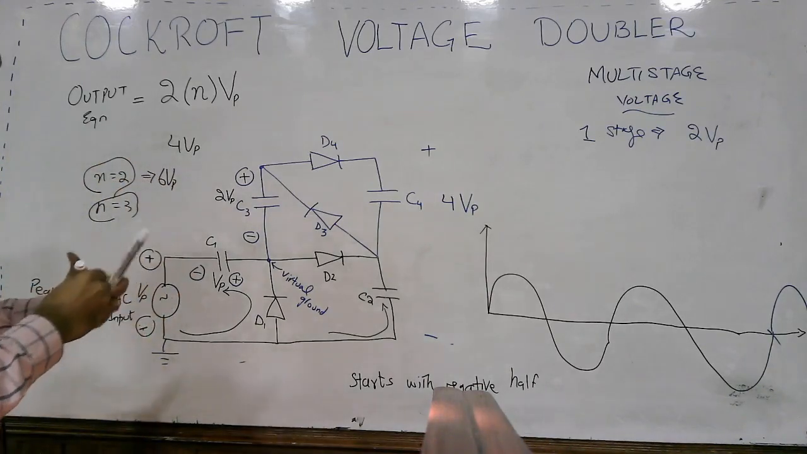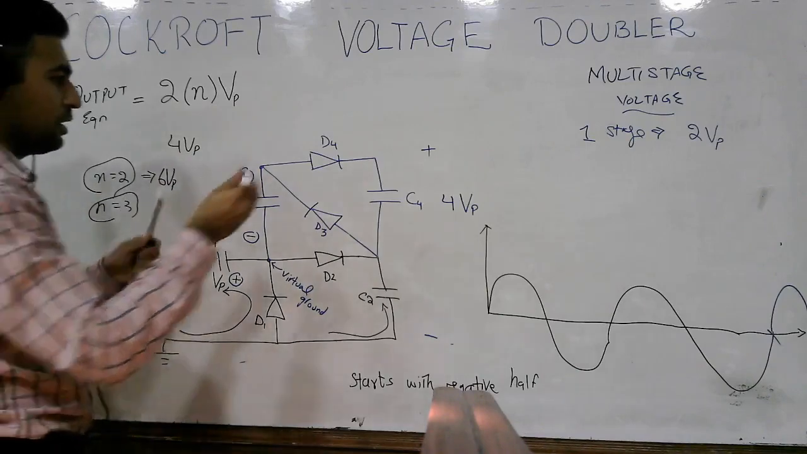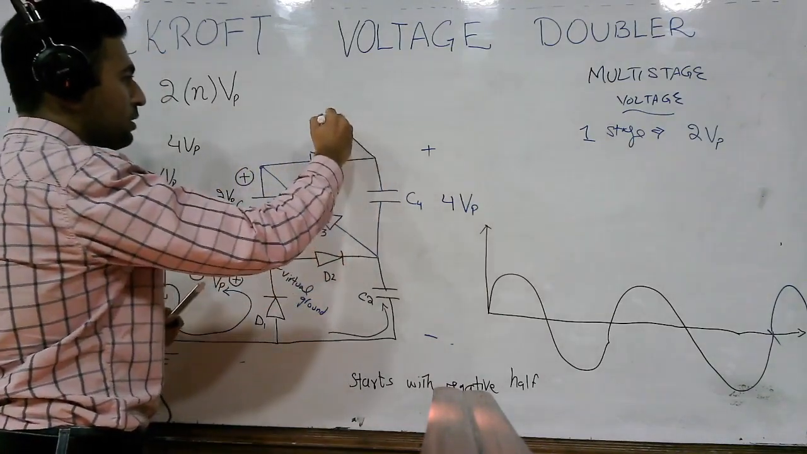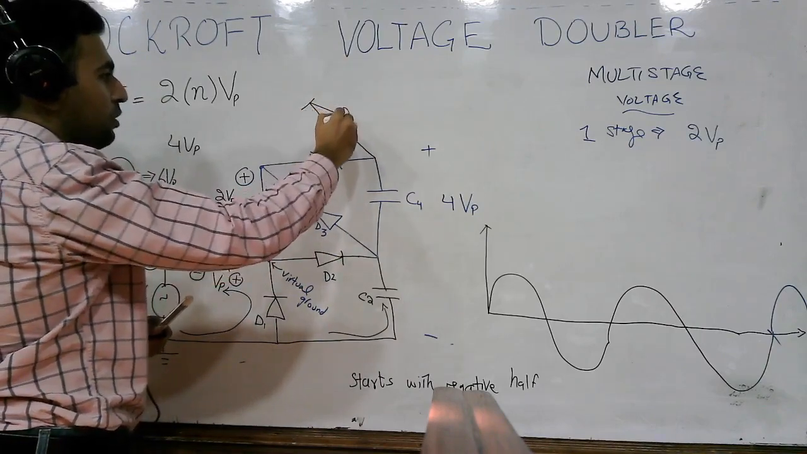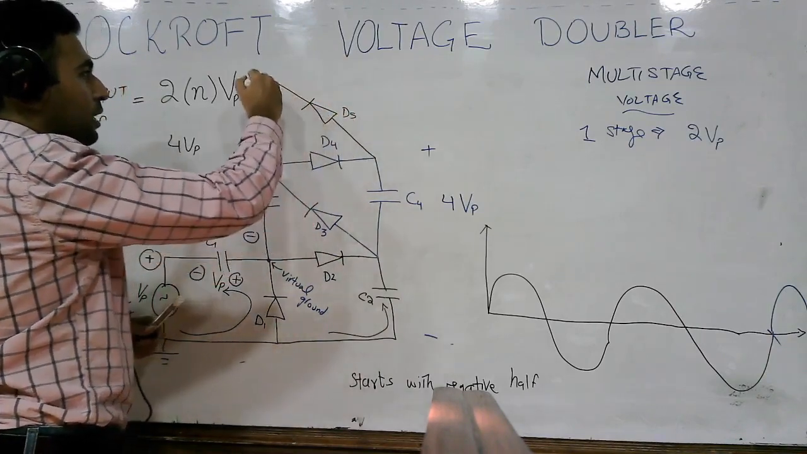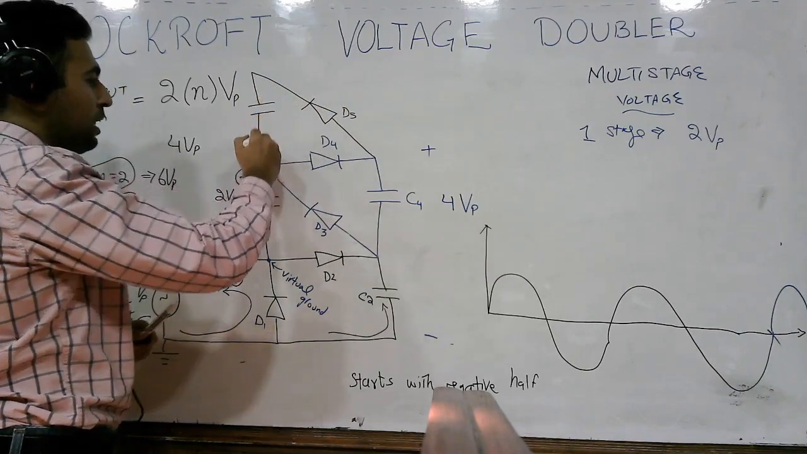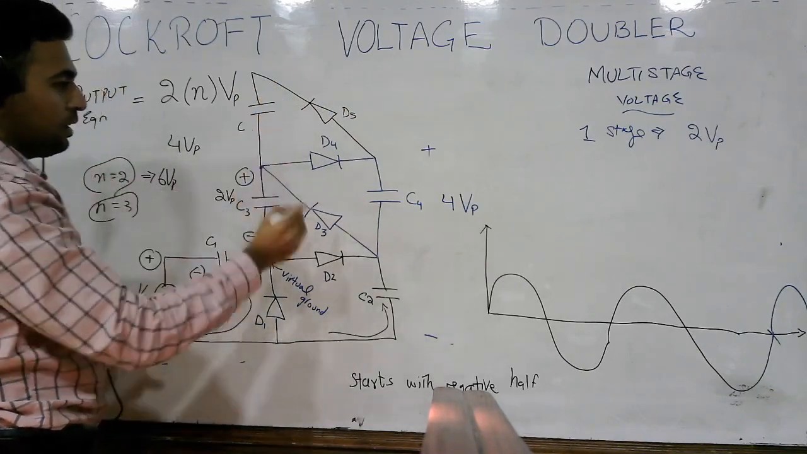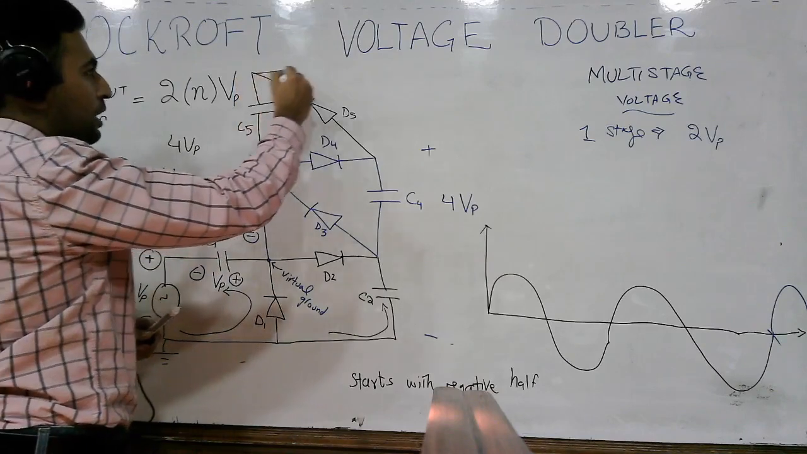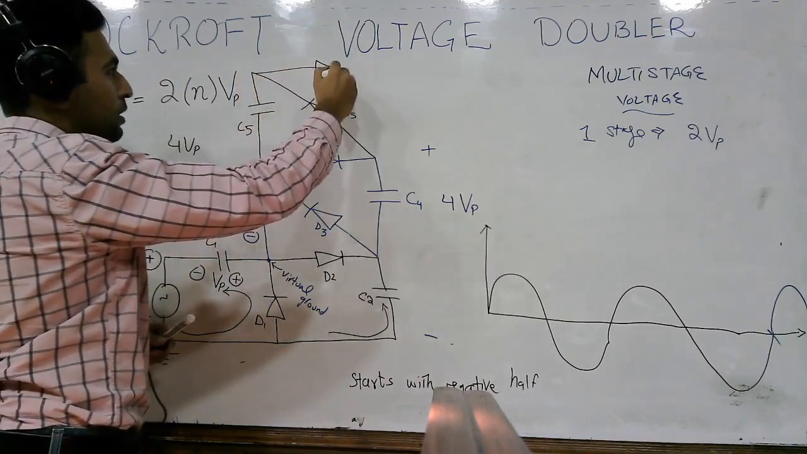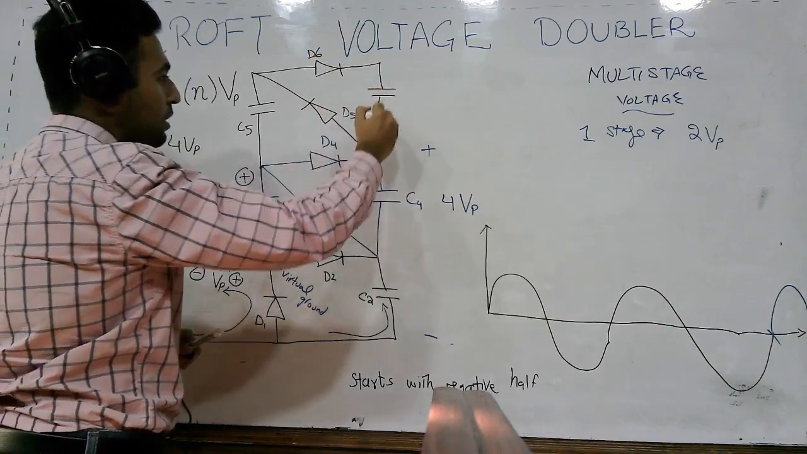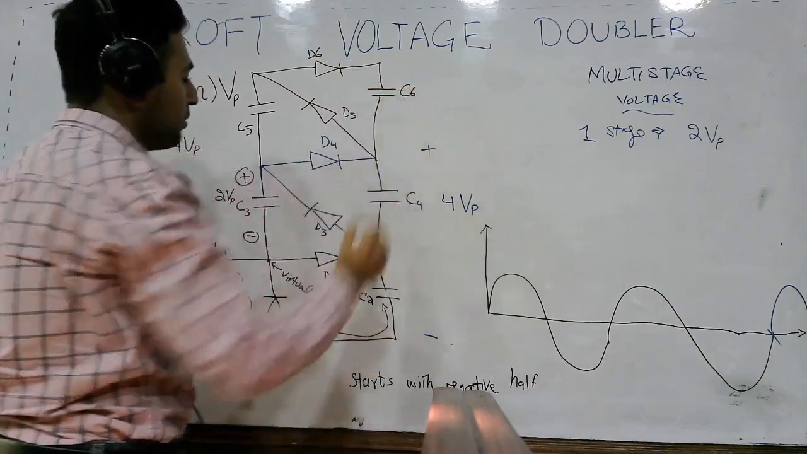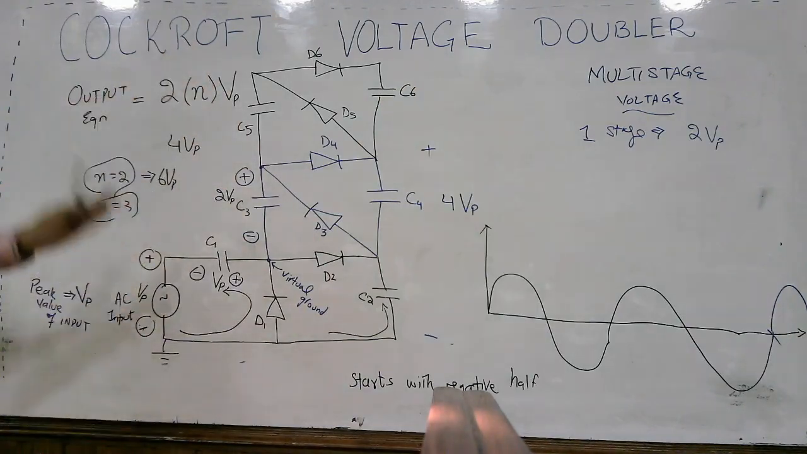If you want to add another stage, just do this. Simply add another diode named D5, add a capacitor here named C5, add a diode here D6, and add a capacitor here C6. So now this is the 3-stage Cockcroft voltage multiplier circuit.